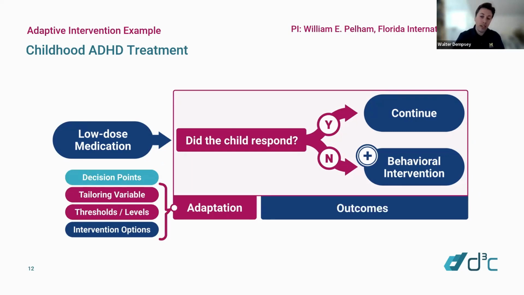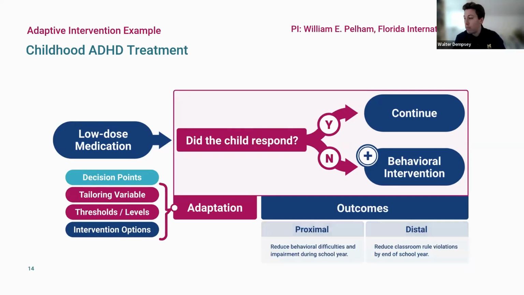So in this particular case, there's two types of outcomes we think about in the context of adaptive interventions: proximal and distal outcomes. Distal outcomes are the ultimate goal of the intervention, the goal that you're trying to achieve. In this example, the ultimate goal is to reduce classroom rule violations by the end of the school year. So you should think of it as, I'm building an adaptive intervention. What is my distal goal? It is going to guide you through the design of this AI.